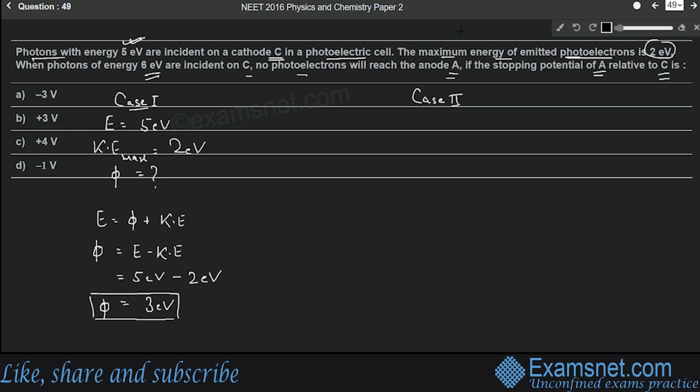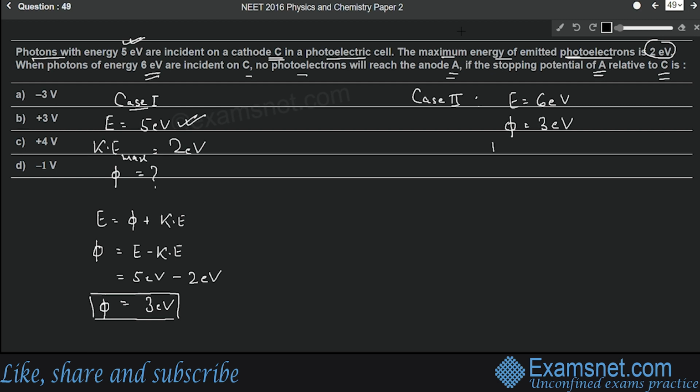Now in the second case, the energy of the photons is 6 electron volt. Okay, E is equal to 6 electron volt. So as we can see that energy in the first case was 5 electron volt, but this time it is 6 electron volt. So this is changed. That means the maximum kinetic energy of the emitted photoelectrons will also change, but the work function will remain same, that is 3 electron volt, because the metal or the photoelectric cell is not changed. Okay, the cell is same.